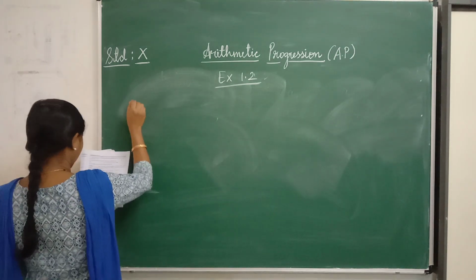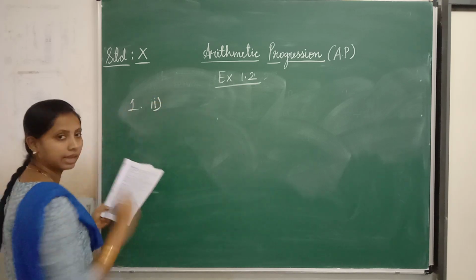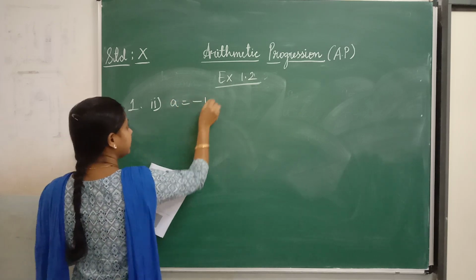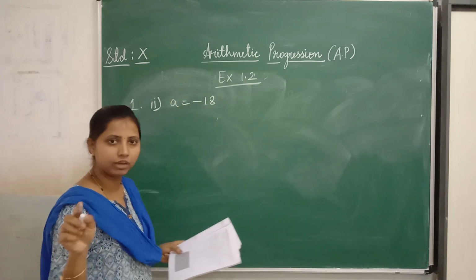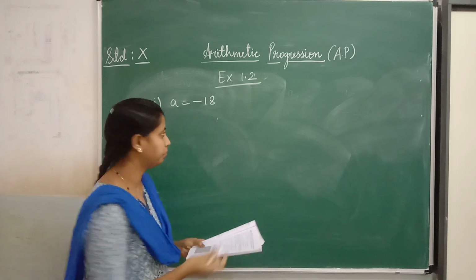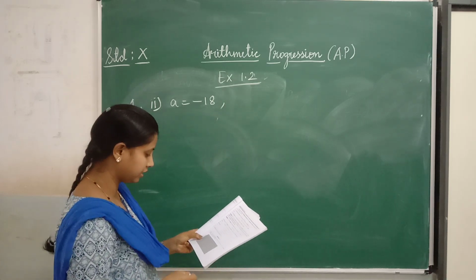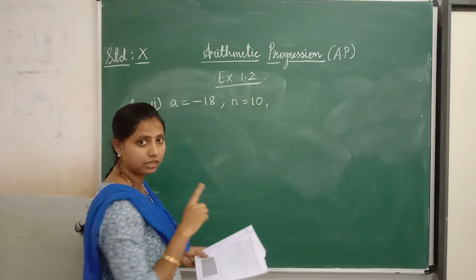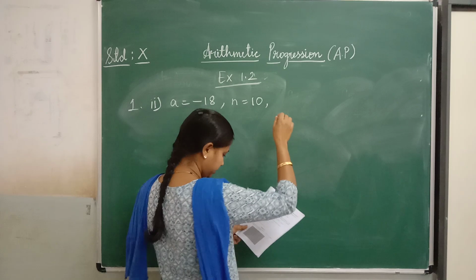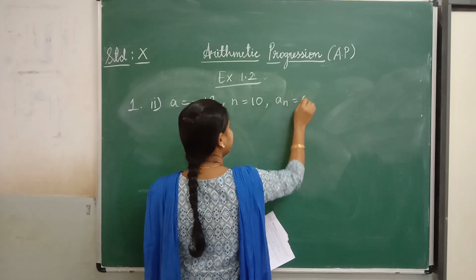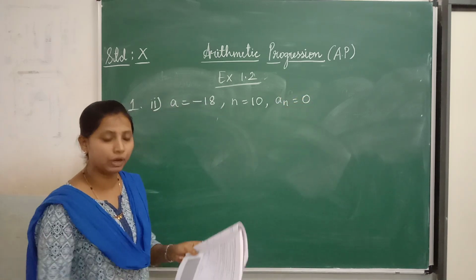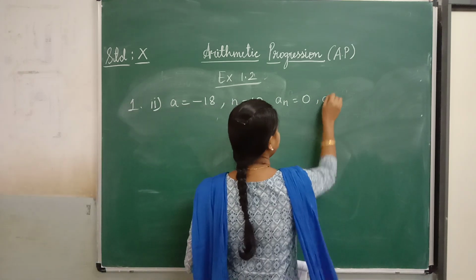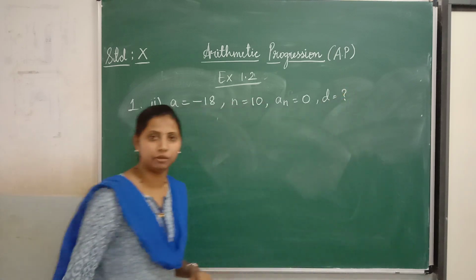Now for example, the second one. First read the second one. A is given as minus 18. Yes, so whatever is given in the table, you write it. N is given as 10. N represents number of terms. And an is given as 0. So what do we have to find here? The blank is in the column d. So you have to find d, that is difference.